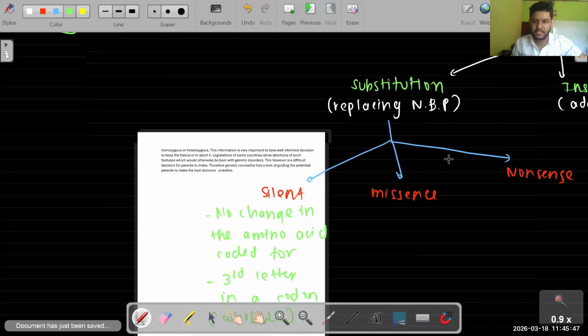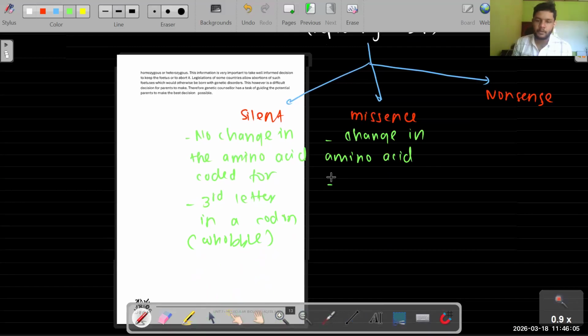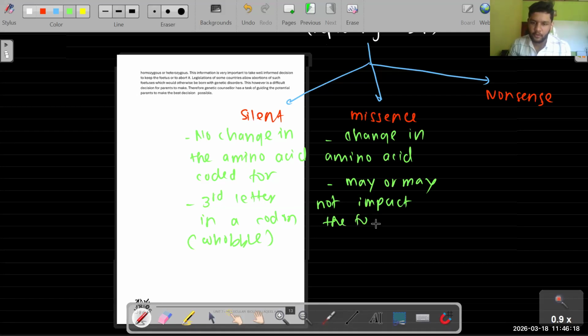This change is called missense, which means one change in amino acid takes place. Change in amino acid can take place, right? Second point is, it may or may not. These words are very important. May or may not impact the functional form of protein.